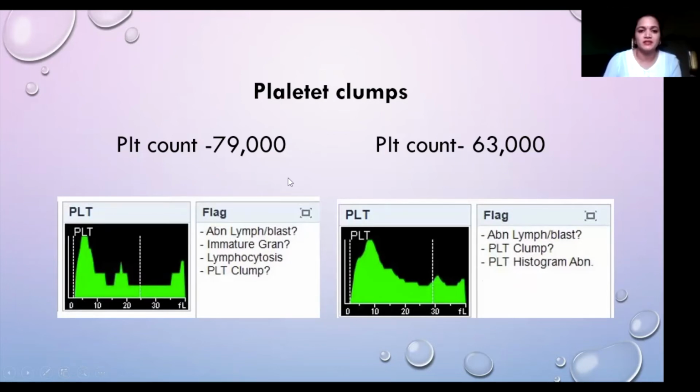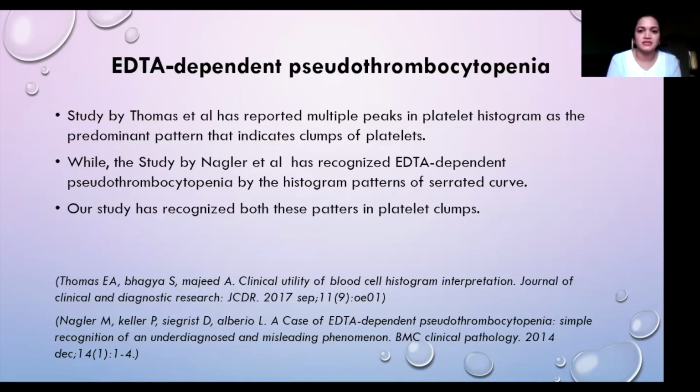So these were the patterns that we have got in case of platelet clumps. Now, EDTA-dependent pseudothrombocytopenia has been a well-known entity, where a study by Thomas et al. has reported multiple peaks in the platelet histogram as the predominant pattern that indicates clumping of platelets, which should be noticed by peripheral blood smear examination, while a study by Nagler et al. has recognized EDTA-dependent pseudothrombocytopenia by a histogram pattern of serrated curve, while in our study, both of these histogram patterns were observed in platelet clumps. So this is a very useful finding.